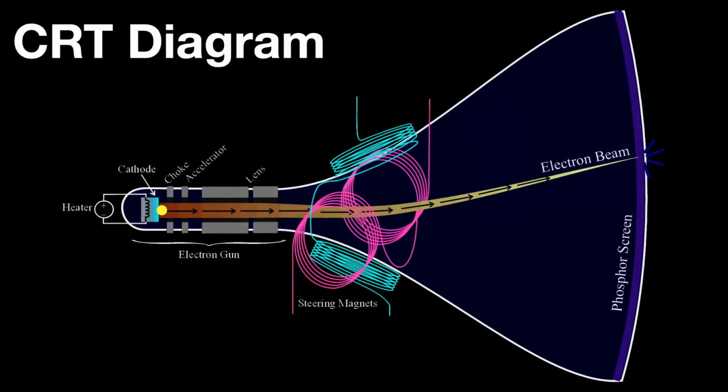Here's how it worked. Electrons boiled off the heated cathode in the neck of the tube are accelerated, focused, and bent to strike the cadmium oxide phosphor screen to create the white glow we looked at.